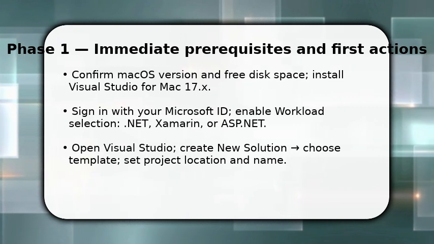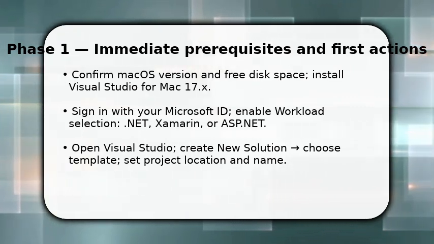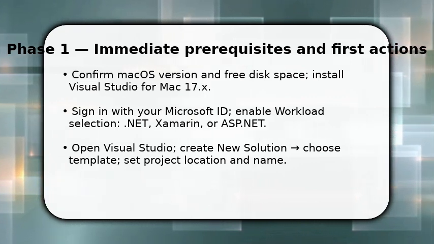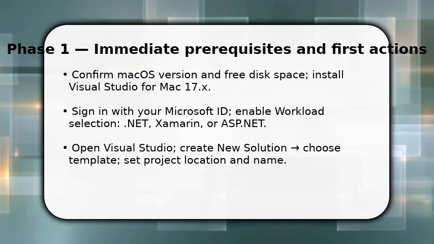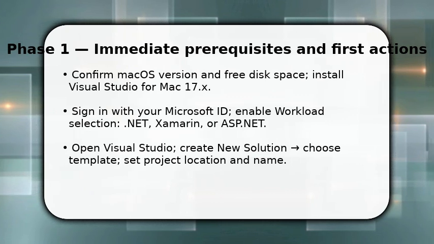Create a new solution, pick the template that matches your app type, and set a clear project name and location. Make sure to enable automatic updates. This prevents version mismatches later. Now that the project skeleton is created, you're ready to move to coding and configuration.